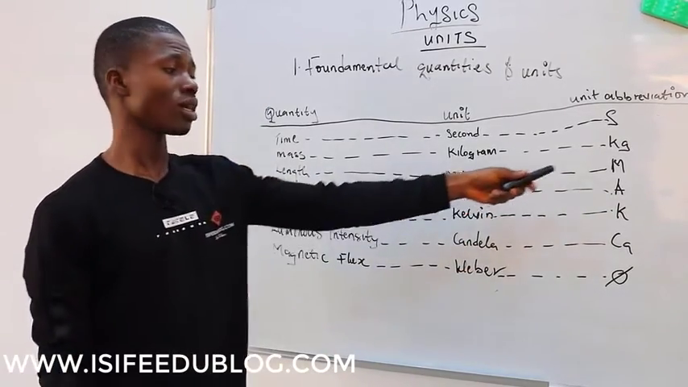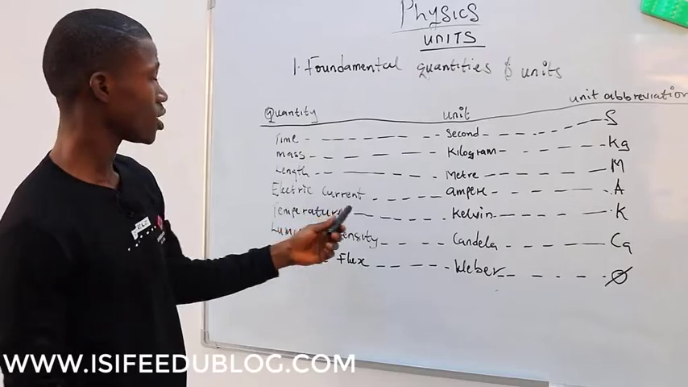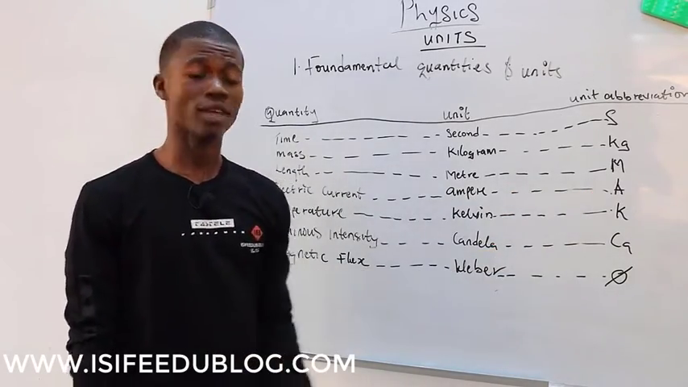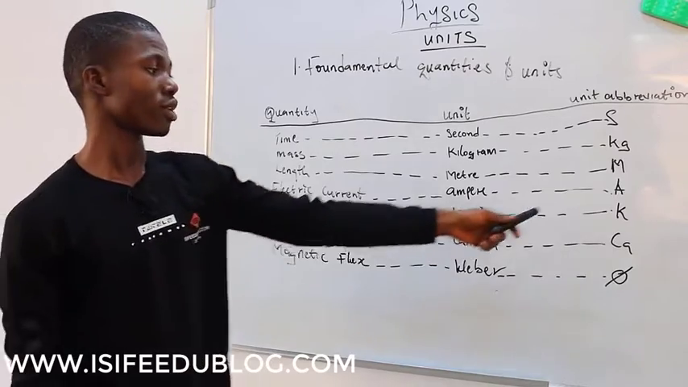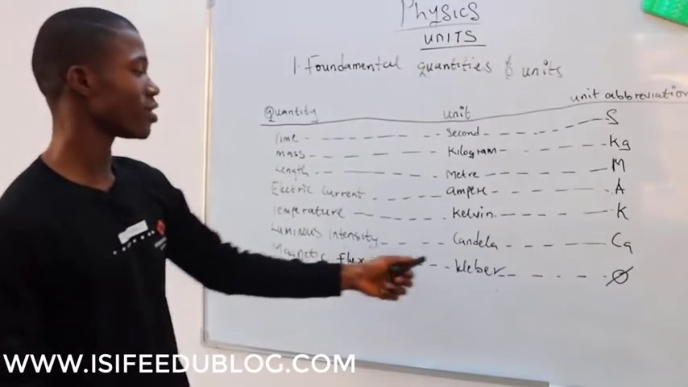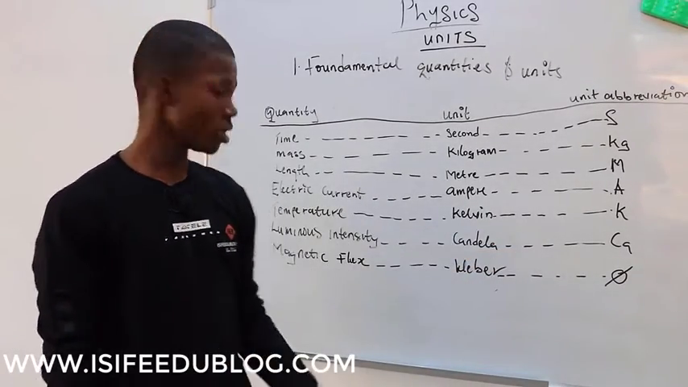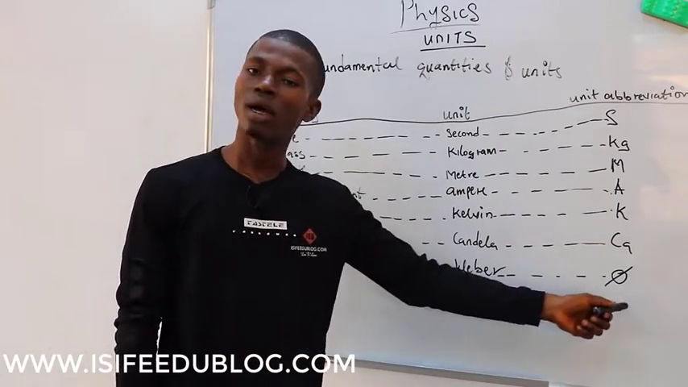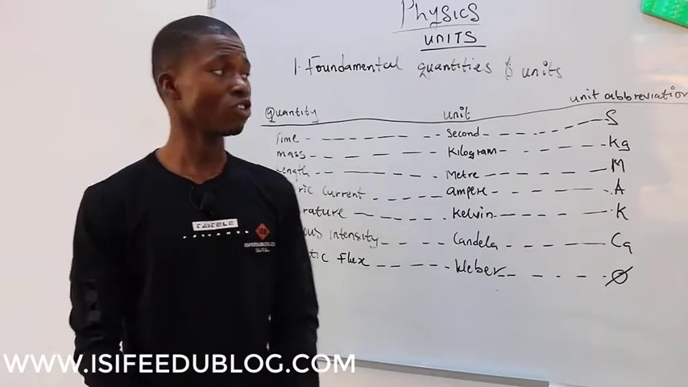Length, measured in meter, m is the abbreviation. Electric current is measured in ampere, capital A is the abbreviation. Temperature, Kelvin, capital K. Luminous intensity, candela, Ca. Then magnetic flux, measured in Weber, and this is the symbol for its representation.